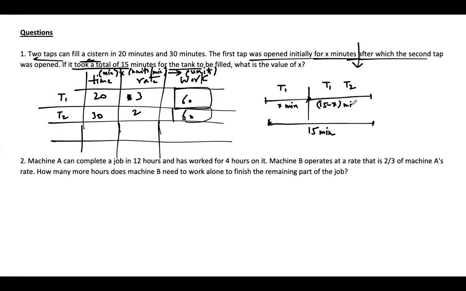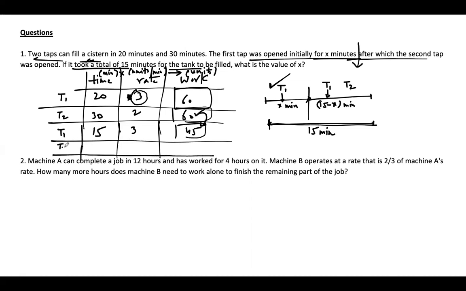15 minus X minutes. The easier way to go for this question would be to focus on the pipe that is working for the whole time. Which pipe is working for the whole time? T1. T1 is working here, T1 is also working here as well. It is working for 15 minutes completely. So T1 is working for 15 minutes with a rate of 3 per minute, so 45. So out of 60 units, 45 units is already done by T1.